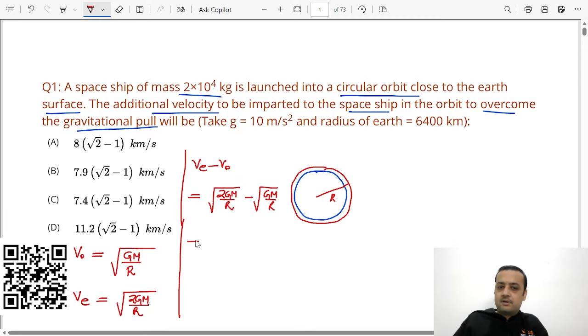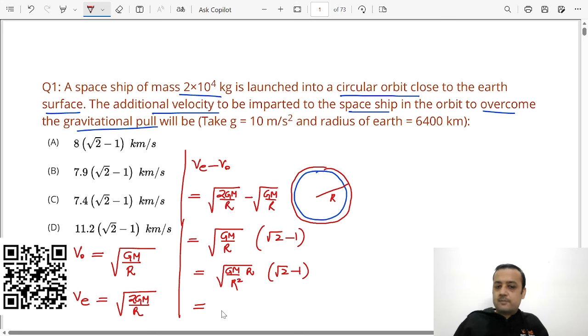Now we have already written the expression. All we need is to get the values. So we can take root GM by r common over here, and we will be left with (root 2 minus 1). Now see, if I multiply by r and divide by r like this, here r is the radius of the Earth, but very interestingly, GM by r square, you might be knowing, is the gravity on the surface of the Earth. Yes or no?